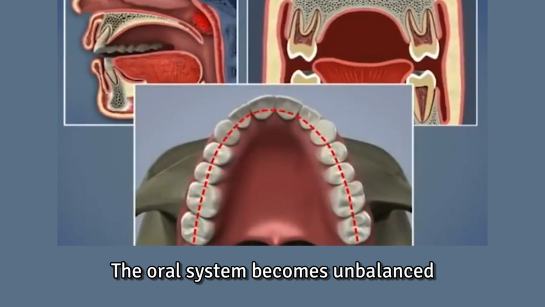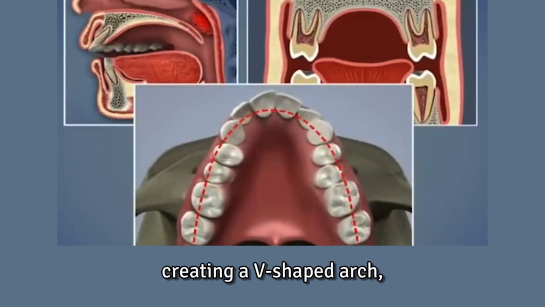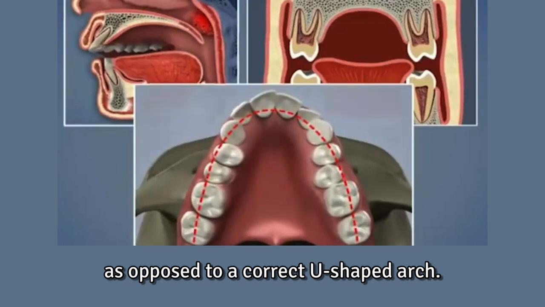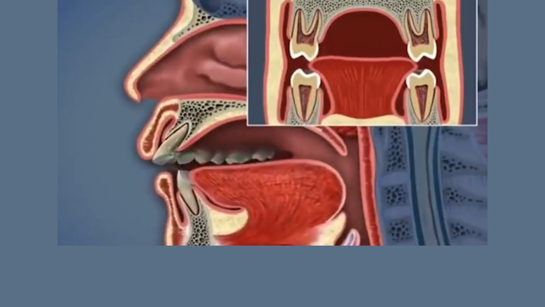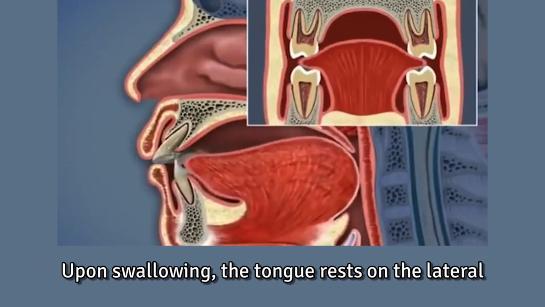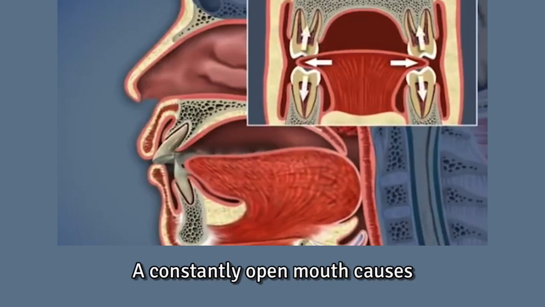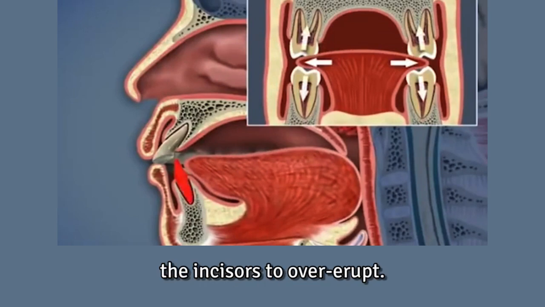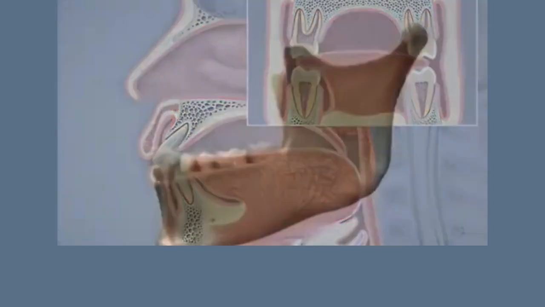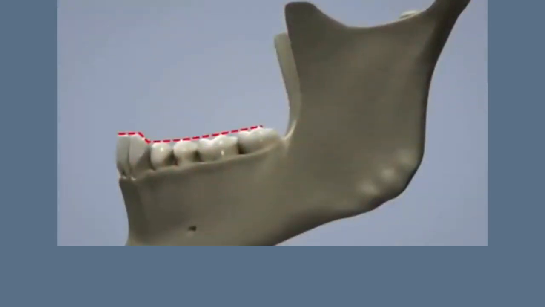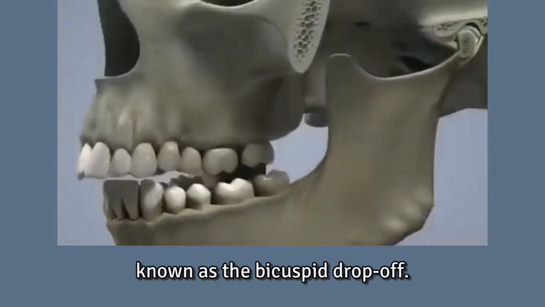The oral system becomes unbalanced and results in the deformation of the upper jaw, creating a V-shaped arch as opposed to a correct U-shaped arch. This also produces an incorrect swallowing function. Upon swallowing, the tongue rests on the lateral teeth, hindering normal tooth eruption, causing a lateral tongue thrust. A constantly open mouth causes the incisors to over-erupt. The result is a deformation of the lower arch known as the bicuspid drop-off.